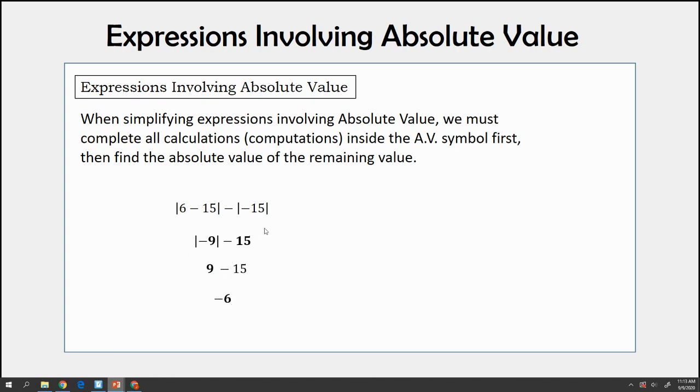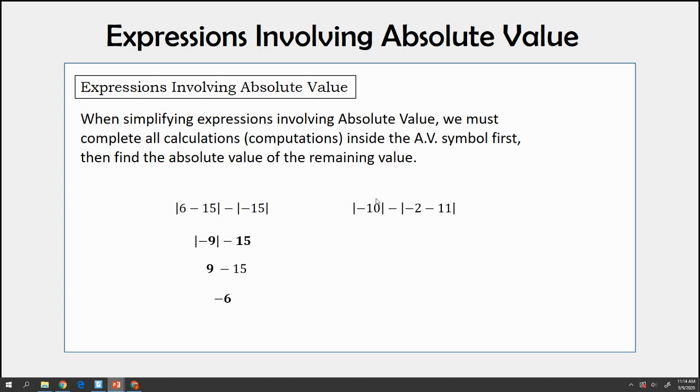Now, if you're thinking, you told me that absolute value is always positive. Well, it is always positive. The absolute value of -9 was +9. The absolute value of -15 was +15. But the operations brought us down to this negative answer in the end. So don't get confused by that. One more example here. Again, I have two different absolute values. I have to work them separately.